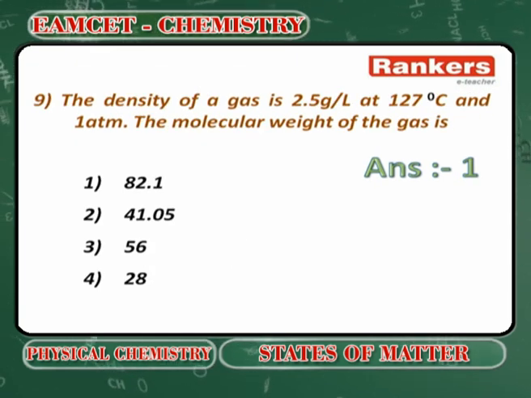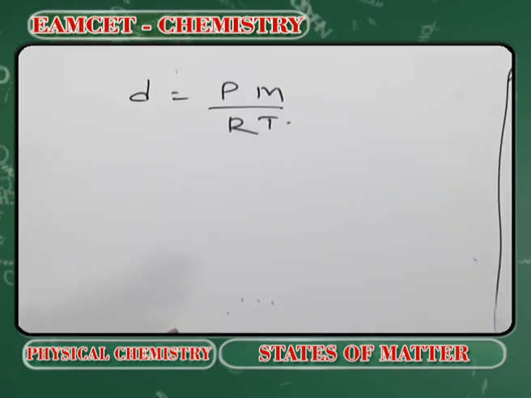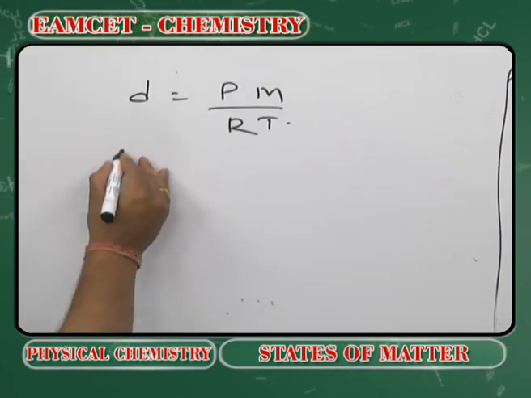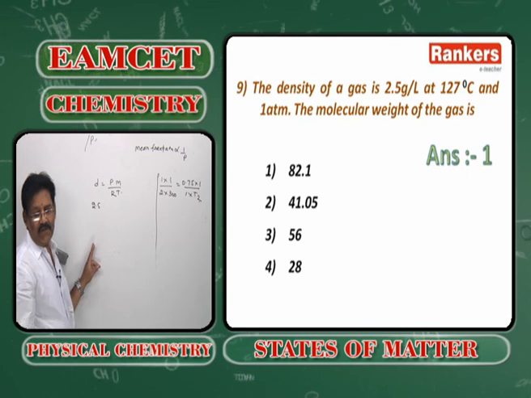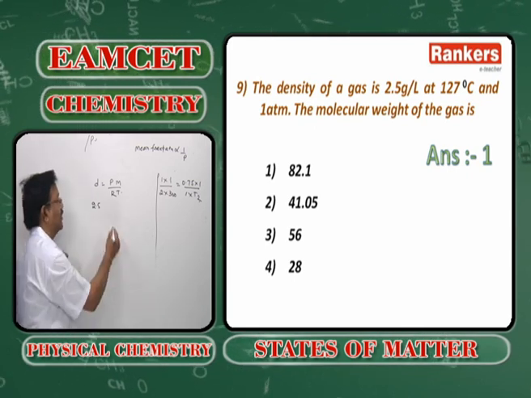What is the relation between the density and the molecular weight? D is equal to PM by RT. What should be found? Molecular weight. What is the density? 2.5 grams per liter. What is the pressure? 1 atmosphere.